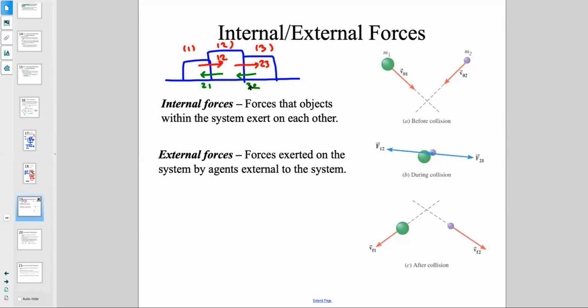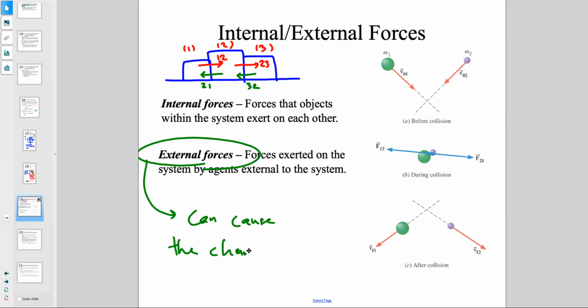External forces are the forces being applied to a system from an outside agent, from an outside source, and this can cause a change in momentum.